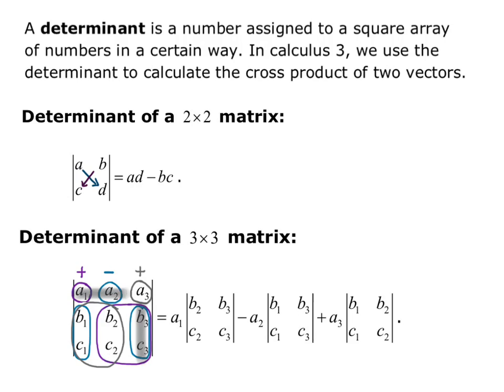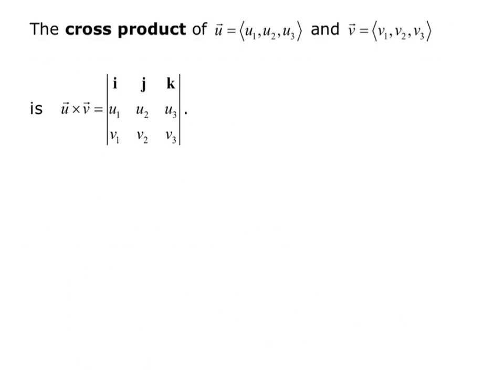And then we use our definition of 2 by 2 determinants to finish off the determinant of the 3 by 3 matrix. So we ended up with the determinant of the 3 by 3 matrix was A1 times the determinant of B2, B3, C2, C3, minus A2 times the determinant of B1, B3, C1, C3, plus A3 times the determinant of B1, B2, C1, C2. So we can use this definition now to define a cross product of two vectors.